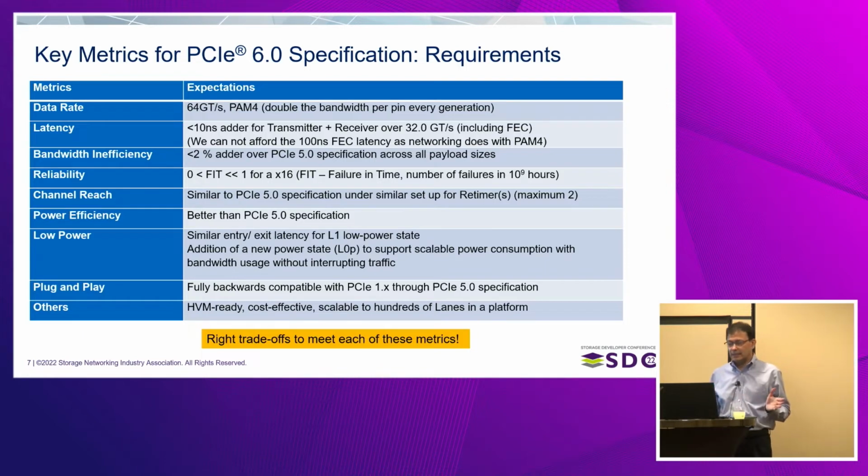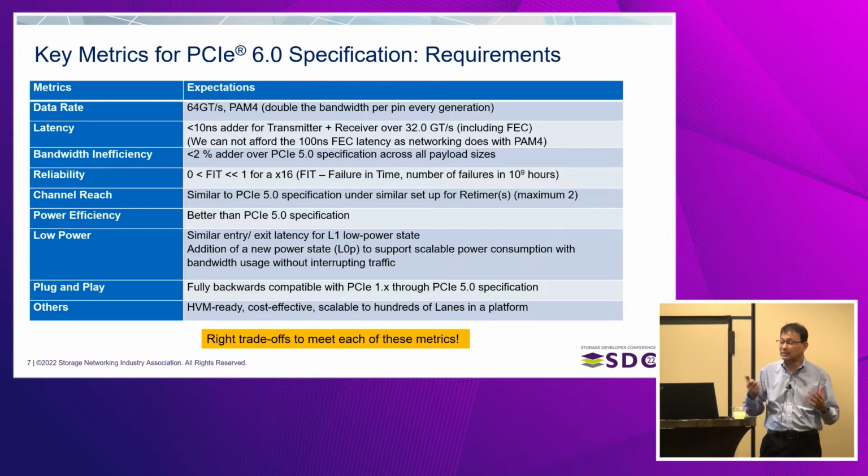And we clearly said that we cannot do the 100 plus nanosecond of FEC latency that networking standards have done. It doesn't work for us, okay? Because a lot of the load to use latencies, if you look at platforms today, are less than that by themselves. So if you add 100 nanosecond on top of that, you would not make the transition. You would stay in the 32 gig data rate.